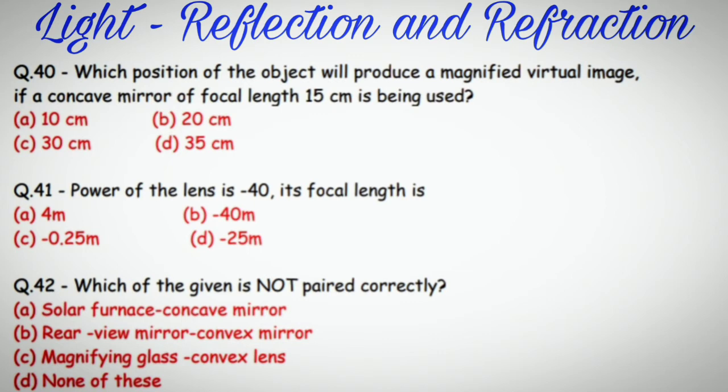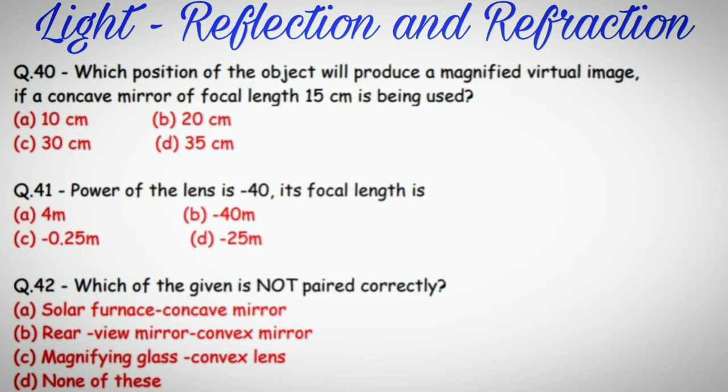Next question comes here. Power of the lens is -4. Its focal length is option A 4 meter, option B -40 meter, option C 0.25 meter, option D -25 meter. And the correct answer is -0.25 meter.